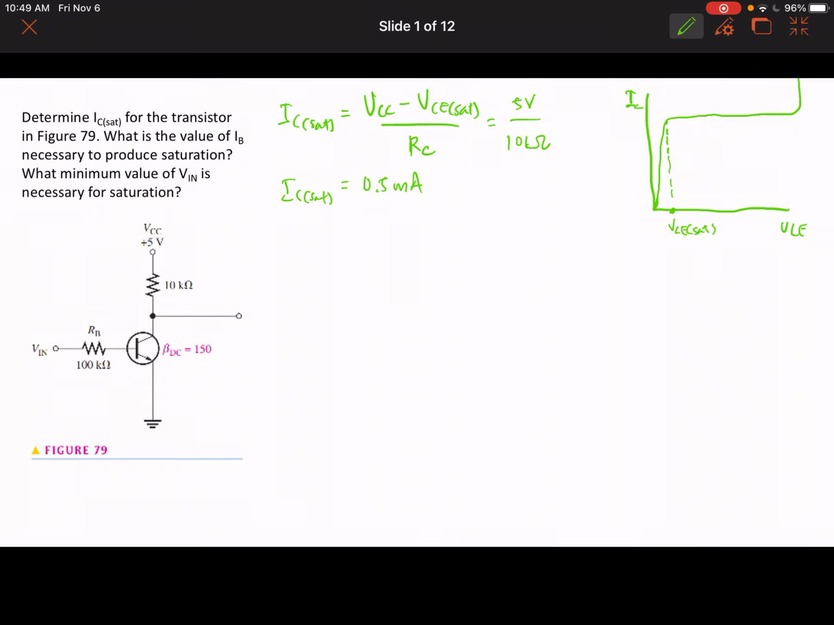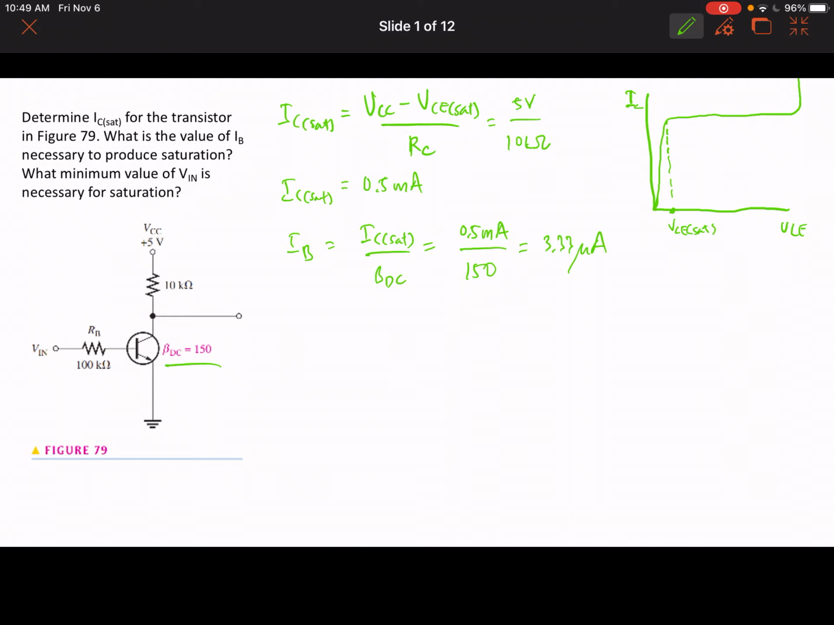We know that the base current is related to the IC saturation current through the DC beta parameter. So IC saturation is 0.5 milliamperes, our DC beta parameter is 150. So this gives us 3.33 microamperes.